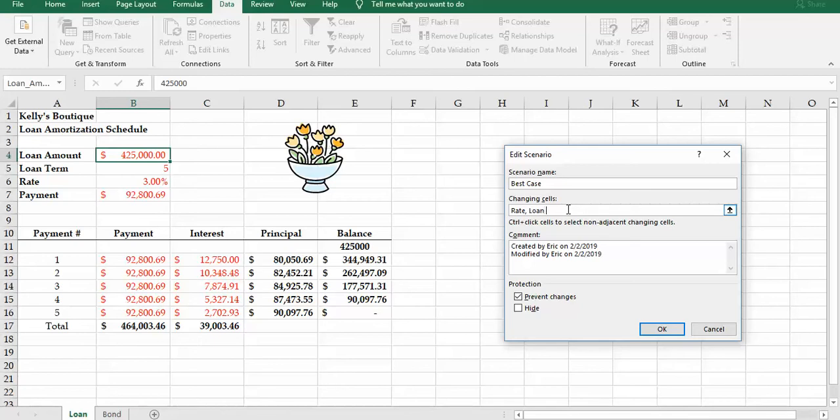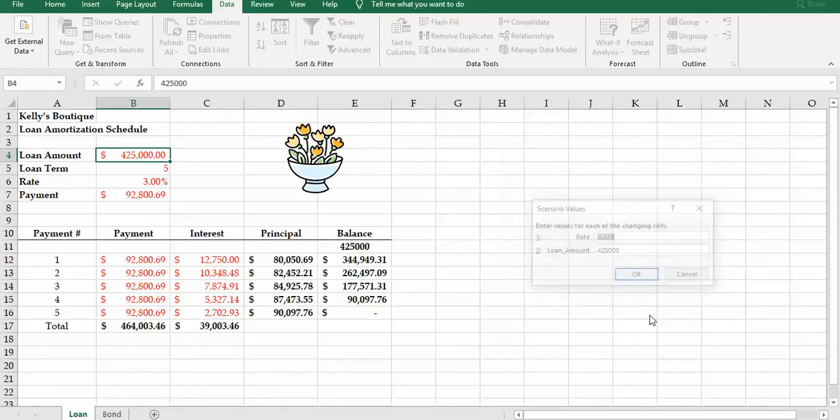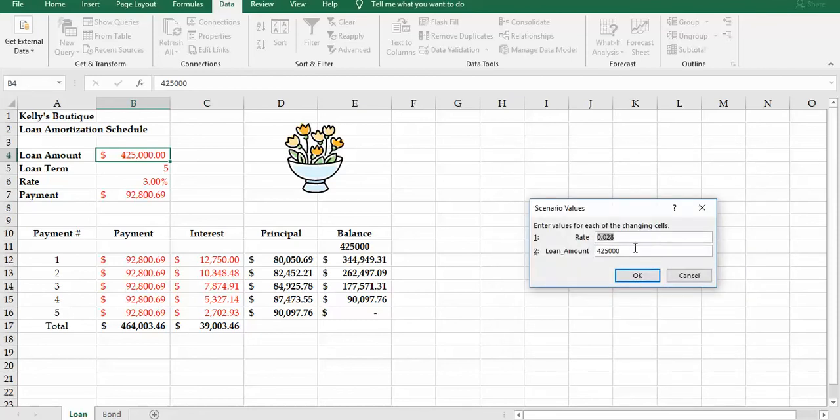So then, let me go back and edit that, because we also want to change the rate and the loan amount. So we're going to change the rate to 0.028, and the loan amount. At that rate, it says it will be 450,000, I believe.